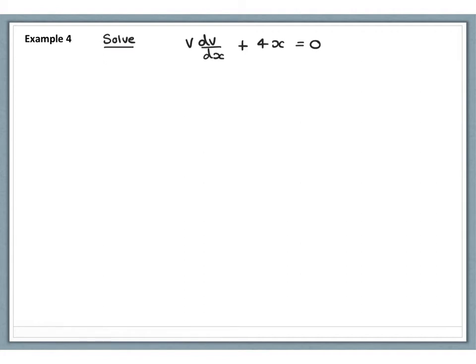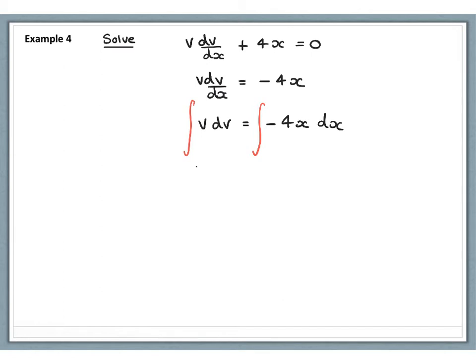Now, we're going to need to do a little bit of rearranging here first of all. And I've chosen this example because it's not always obvious to people that you have to do this step first of all. So subtract 4x. Now let's separate the variables. So we have this, and let's integrate both sides like this. So we've separated the variables, now let's integrate.